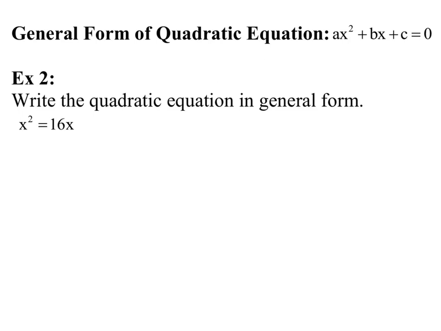Okay, we have to write the quadratic equation in general form. Now, what is general form? General form for a quadratic is ax squared plus bx plus c. All right, now what makes an equation quadratic? The highest exponent is 2. Okay, so to get it in standard form, we have to have the variables be in descending order, and then it has to be equal to 0. So in this case, I'm going to subtract 16x over to the other side.